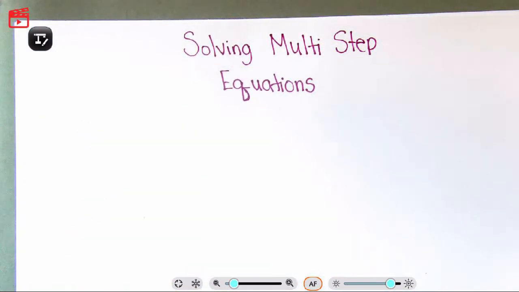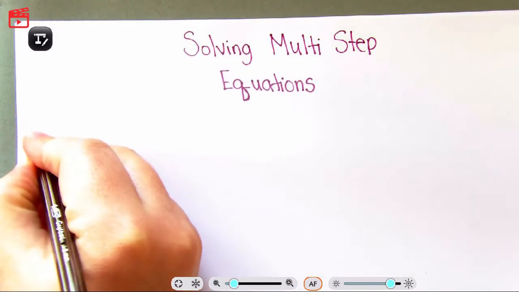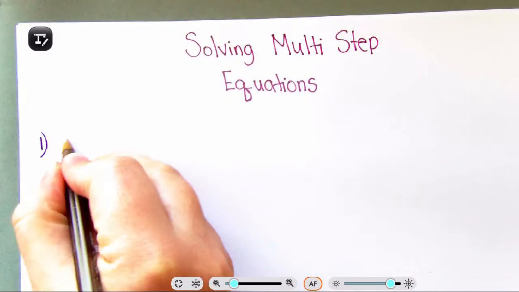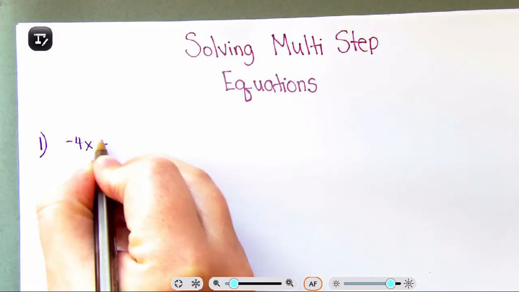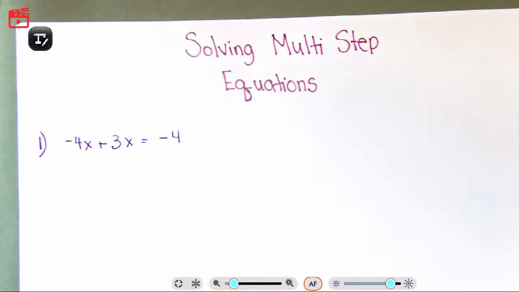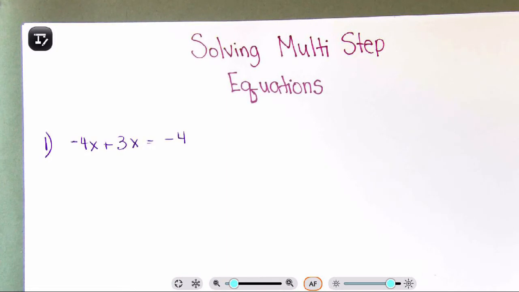So let's do example number 1. And let's start out with something that doesn't require too many steps. But let's do something like negative 4x plus 3x is equal to negative 4. So kind of our steps. Step number 1 is always going to be the same.